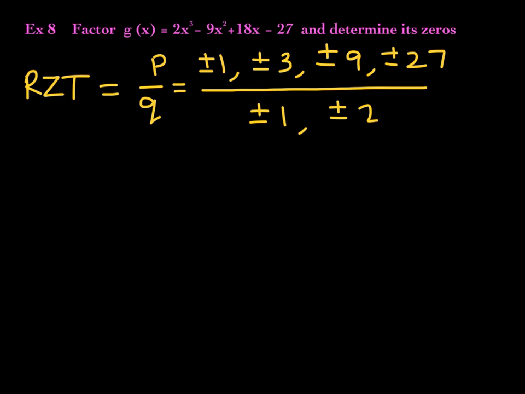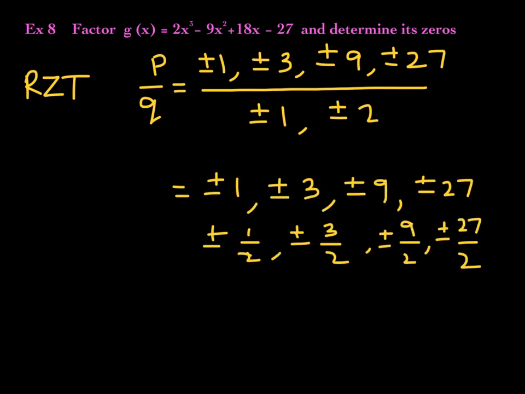All right, so we've figured out what P over Q is. Remember, P are the factors of 27 or negative 27, and Q are the factors of the leading coefficient, that being 2. I'll put all of my factors in the numerator over 1, and then I'll put them all over 2. When I put them all over 1, I just get 1, 3, 9, 27. And then when I put them all over 2, I get 1 half, 3 halves, 9 halves, and 27 halves.